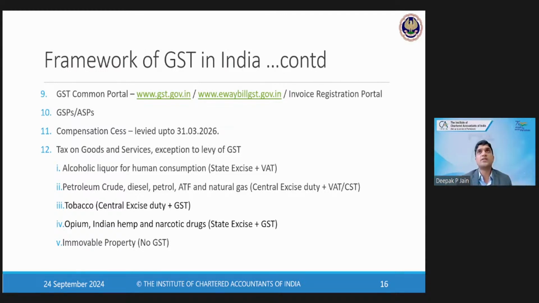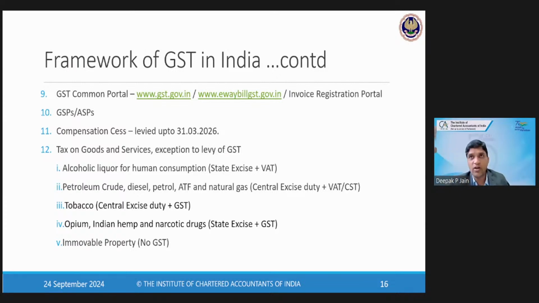So what happens is initially a lot of losses were happening to the state, because the states anticipated that when we are moving from the VAT regime to the GST regime, under VAT our collection used to be high. Now you're giving a lot of credit under GST, so we may be making a loss. Then the government said, okay, we will impose, in addition to GST, something called a compensation cess.